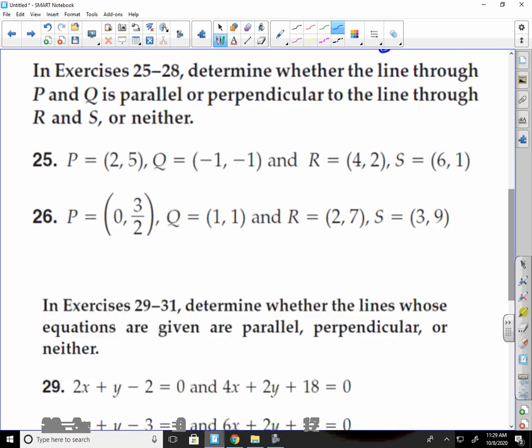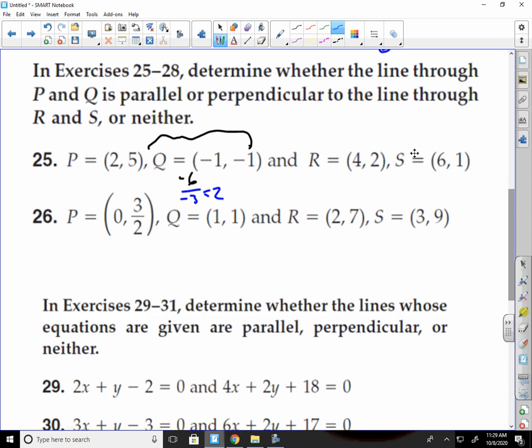25 through 28, determine whether PQ is parallel or perpendicular to the line through R and S. All we have to do is find our slopes. -1 minus 5, that's -6. -1 minus 2, that's -3. It gives me a slope of 2.